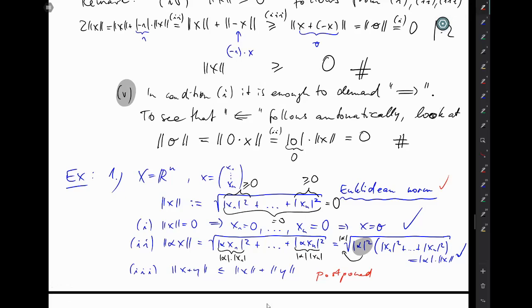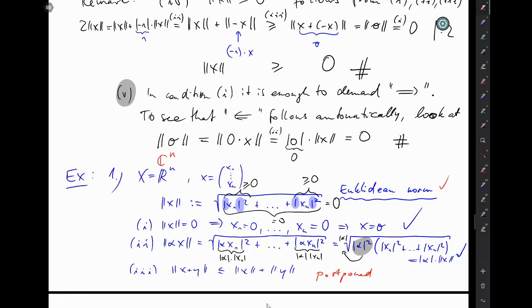You may have wondered why I was putting modulus signs here, because, I mean, the square makes it positive anyway. I have two answers for you. The first answer is because then I don't have to change anything if I replace R^n by C^n here, but for C^n you need the modulus signs.